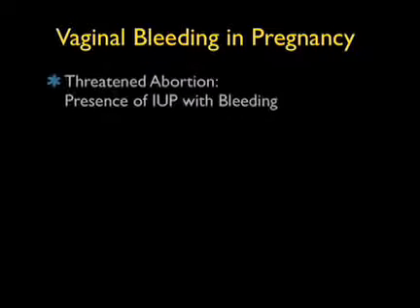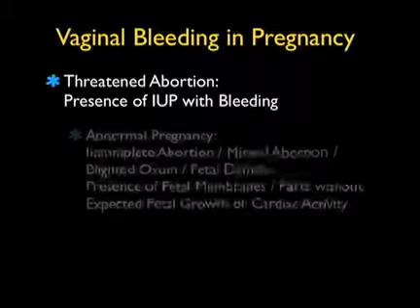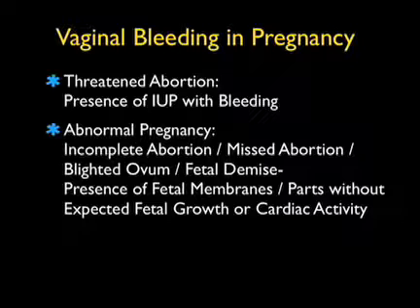Today's module will focus on vaginal bleeding in pregnancy, and we'll go through a bunch of videos showing the stages of pregnancy as they show up on ultrasound imaging. In terms of this chief complaint, I'd like to break it down into four major diagnostic areas, the first of which is a threatened abortion, defined as the presence of an IUP, or intrauterine pregnancy, with bleeding.